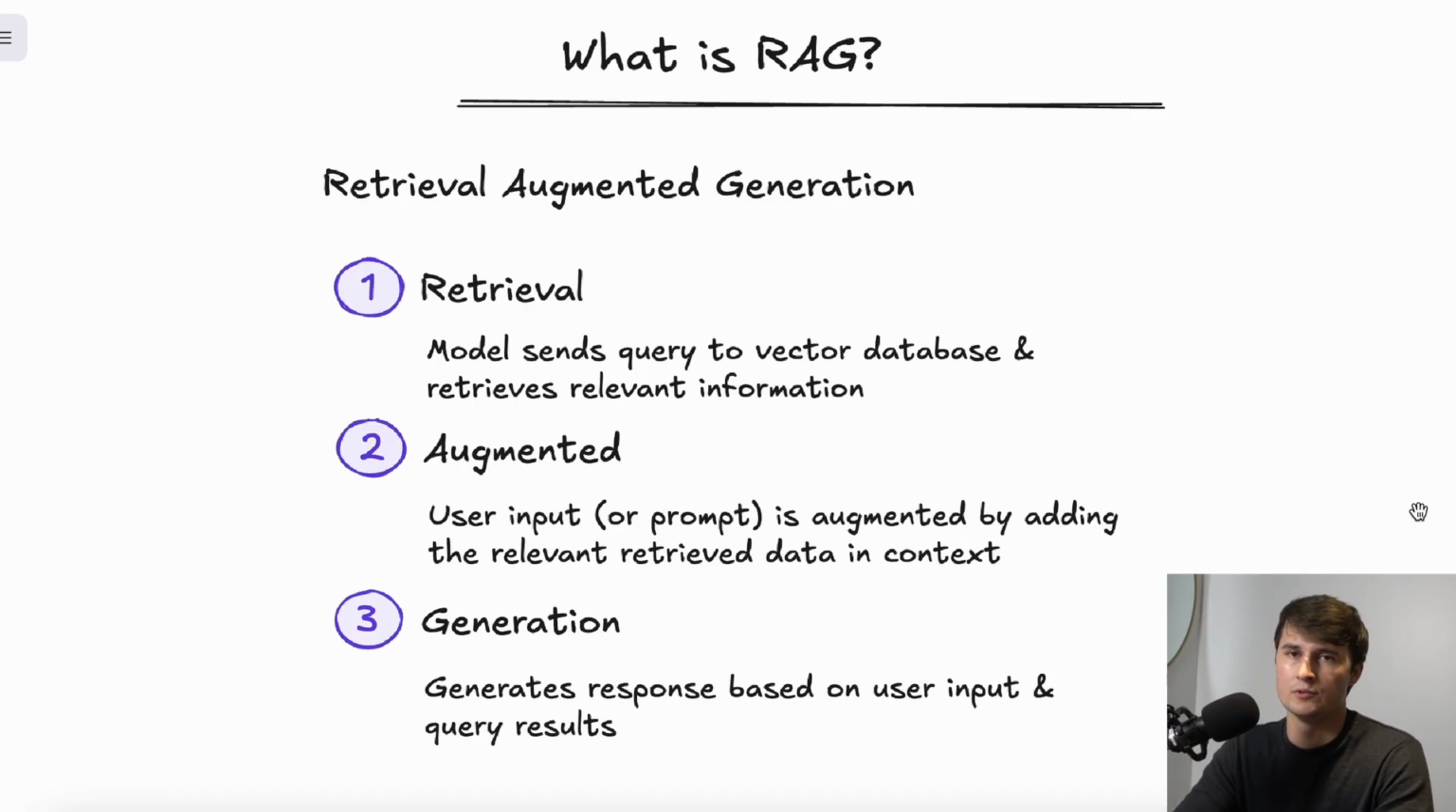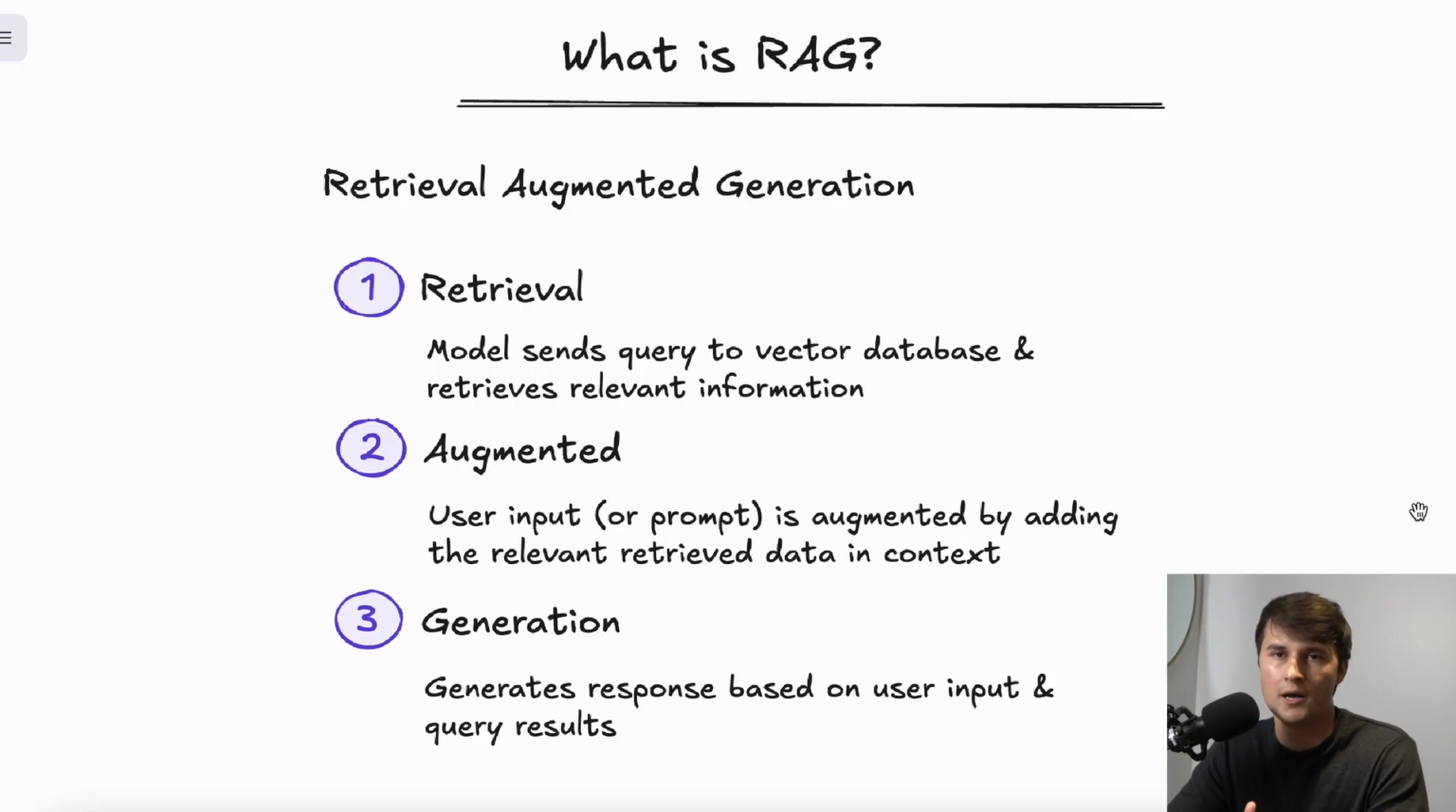RAG stands for Retrieval Augmented Generation. And basically, it's this process of retrieving relevant information from a vector database based on a user query, and then the user prompt is augmented by adding these relevant chunks as context. And then finally, a large language model will generate a response using this augmented prompt, which includes the user input and the relevant chunks that were pulled from the vector database, which you can think of as the query results.